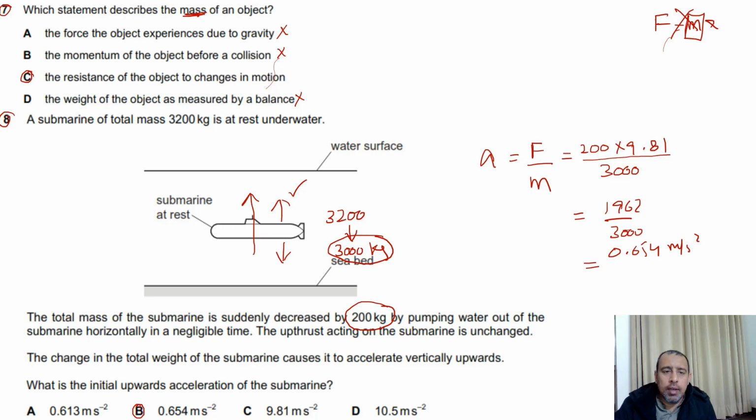Initially, the upward and the downward forces are balanced. The upward force is upthrust, the downward force is the weight. When the upthrust is unchanged and the weight decreases, it means it starts accelerating upward, and the force due to which it's going upward is actually the resultant force obtained by this mass multiplied with 9.81 divided by the mass, that is now 3000. The acceleration is 0.654.